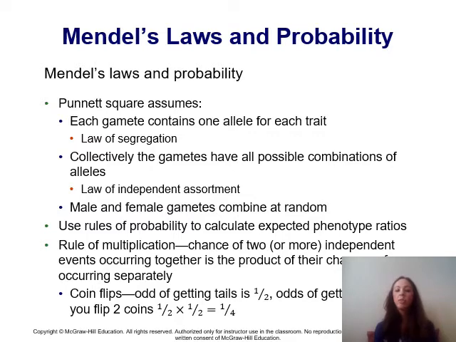You will still need to perform a Punnett square for each individual trait, but to figure out the probability that the offspring will inherit a certain combination of alleles, all you have to do is multiply the probabilities together. For example, when you flip a coin, the odds of getting tails is 1 in 2, but the odds of getting tails when you flip 2 coins is going to be 1 over 2 times 1 over 2, which equals 1 over 4. So the probability of getting tails twice in a row is going to be 1 out of 4.